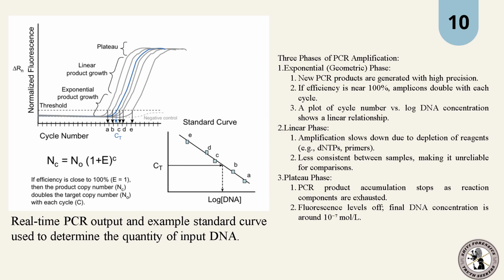And how it helps us is because this graph has three phases: exponential phase, linear phase, and plateau phase. Now in the exponential phase, new PCR products are being formed because this is the initial phase. So the reagents are being used, and almost all the reagents are producing new PCR products, so efficiency is almost 100%, and amplicons are being doubled with each cycle. This has the highest efficiency. The graph between the cycle number and the log concentration is almost linear. It is very consistent in this phase.